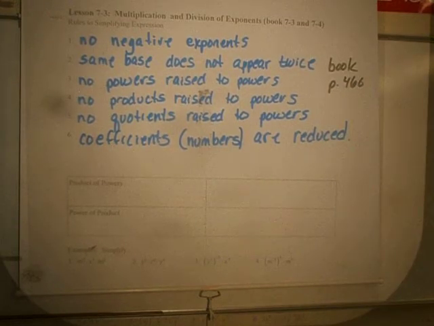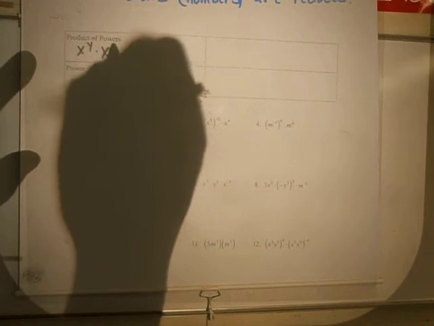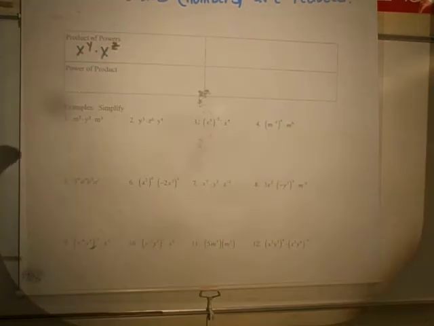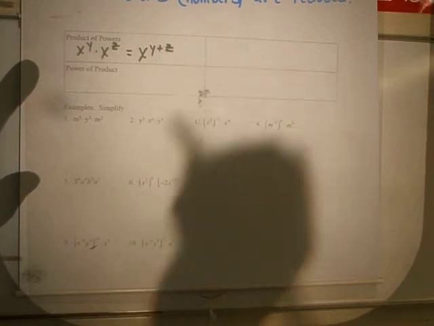On this first page of notes, we are going to look at 2 separate rules. Product of powers. If you are multiplying exponents, you actually add them. If you have x to the y times x to the z, that becomes x to the y plus z.